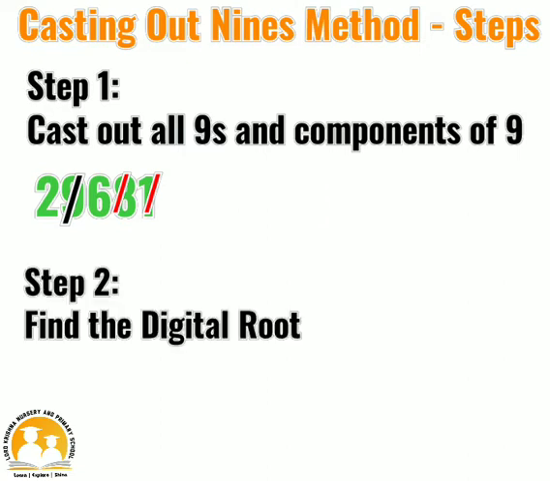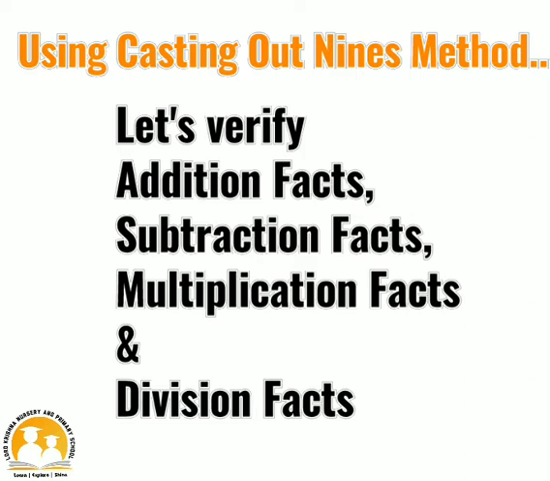Got it? Now, step 2 of the method is to find the digital root. We all know what a digital root is, right? We need to add all the digits of the number till we get a single digit. So, in the given number, after casting out 9, 8 and 1, the addition of the remaining two digits is 2 plus 6, which is equal to 8. Okay. We can use this casting out 9 method to verify addition problems, subtraction problems, multiplication problems and division problems.